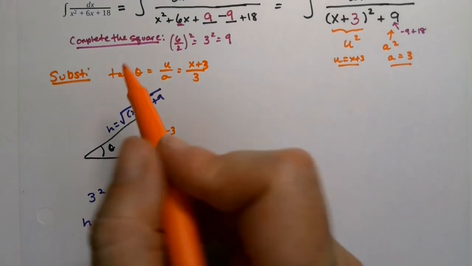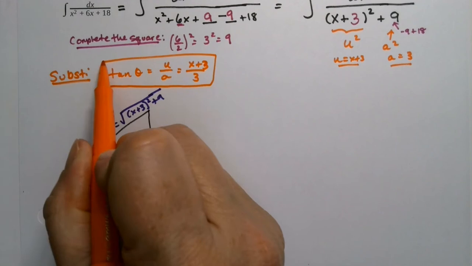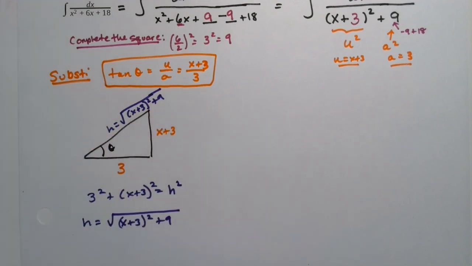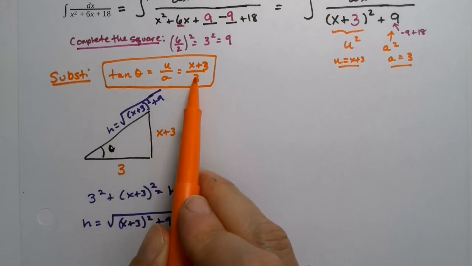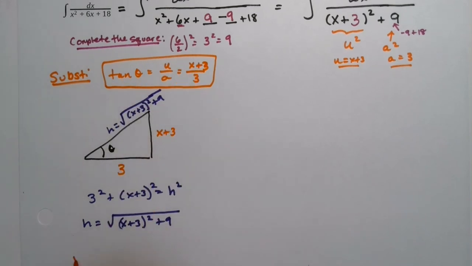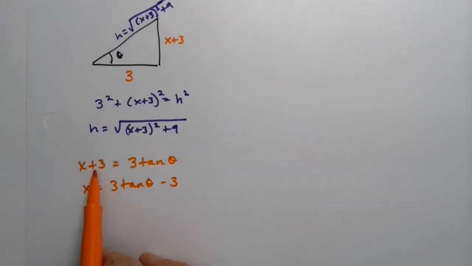All right, what else do I know? Sorry, I want to circle that because that's my trig substitution. I don't want to lose sight of it. I should have done that in the previous example as well, because that's the big one. Everything else falls out of the fact that that's what I'm using. So if the tangent of theta is (x plus 3) over 3, that means that x plus 3 is equal to 3 tangent of theta. So x is equal to 3 tangent of theta minus 3. So that's what x plus 3 would be. That's what x would be.